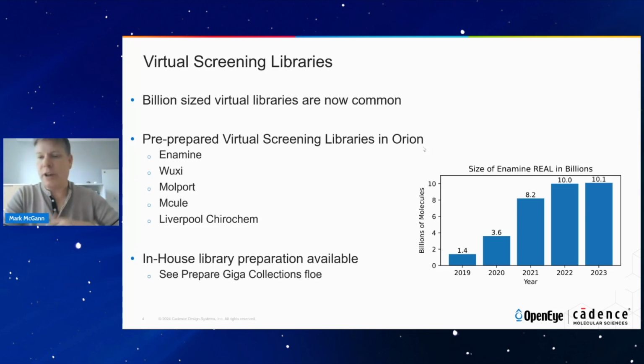With the reaction enumeration, you can easily get to libraries this big, and it's not that uncommon for large pharmaceutical companies to have similar virtual libraries of this size. And you can prepare those in Orion to screen with these programs as well.